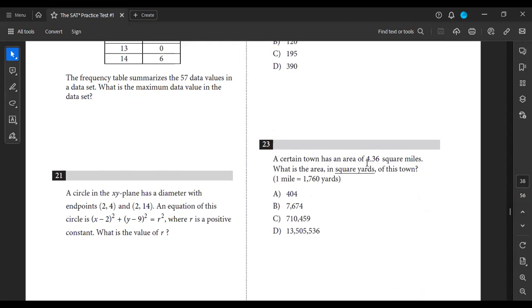All right. A certain town has an area of 4.36. We're only left with 4 questions. Have you noticed how we've actually moved quick because we've been explaining? We had one interruption. We started really late.